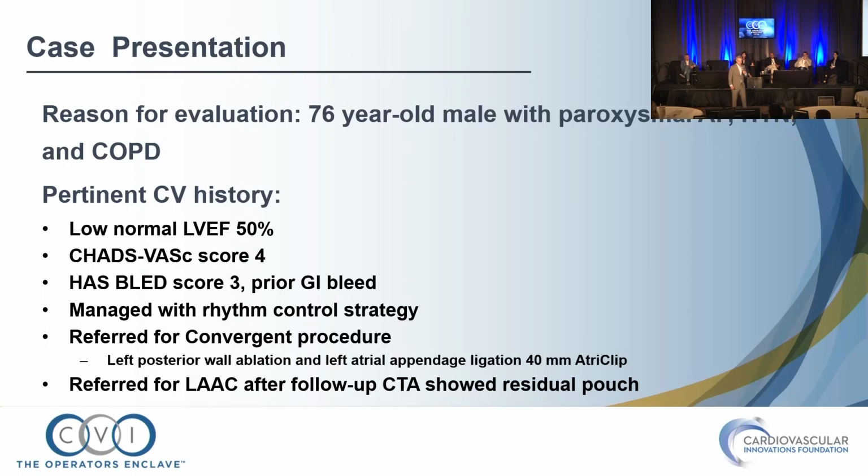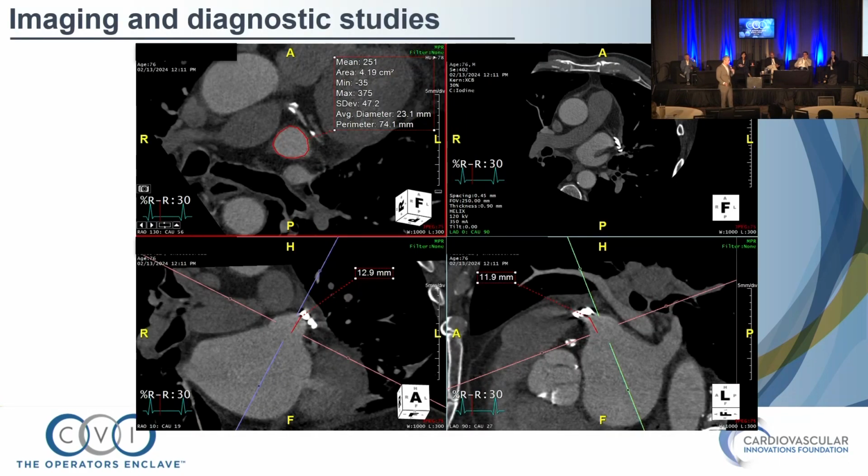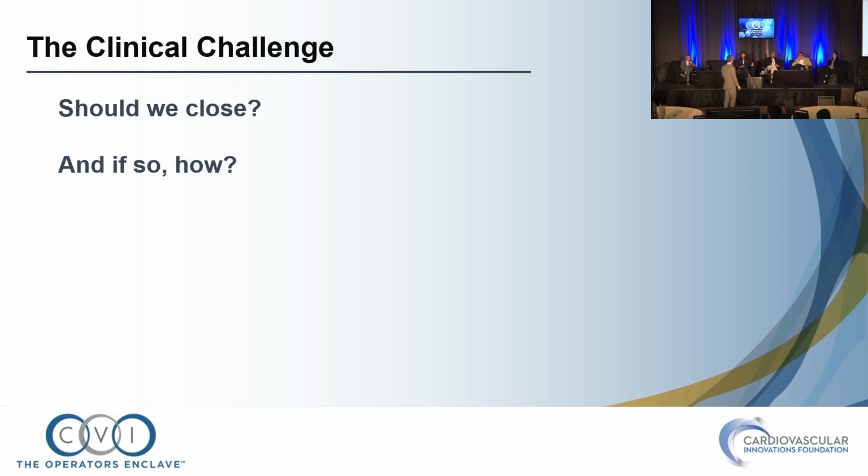So I chose a case of a 76-year-old patient who had an EF of 50% and prior GI bleeding, but had undergone a convergent procedure, ablation and ligation with an atrial clip. I don't know how many of your institutions routinely perform imaging after atrial clip. Our institution does, to their credit. And what they found is a significant residual pouch. The patient had still been on anticoagulant therapy, but was referred to see me for consideration of this pouch closure. And this is the CT imaging that was done for pre-procedural planning for that procedure. So we see a depth of 12.9 millimeters, not very deep, and we have an average diameter of 23.1 millimeters. Any thoughts about how and what and should we close this, and what sort of device would you think about?